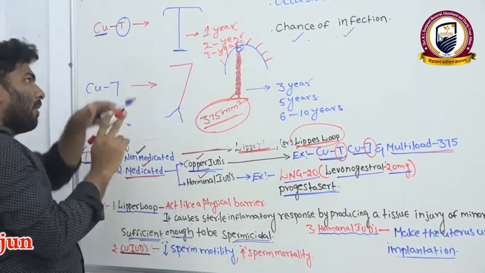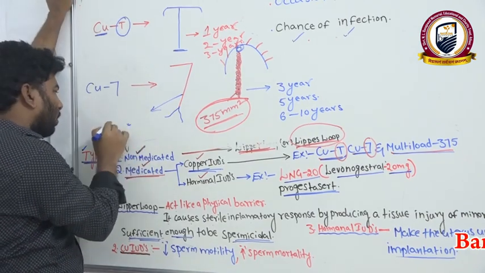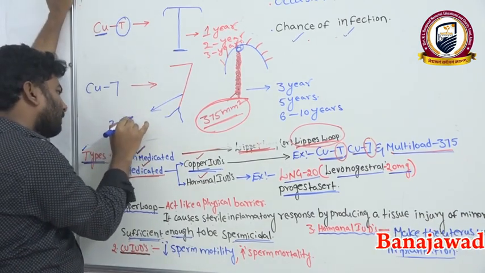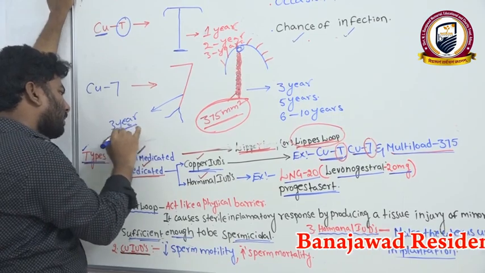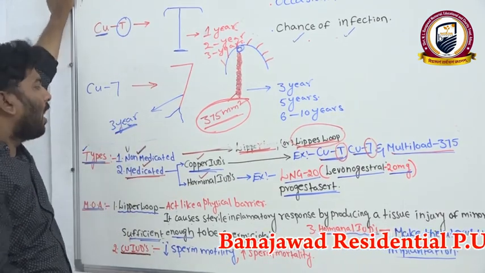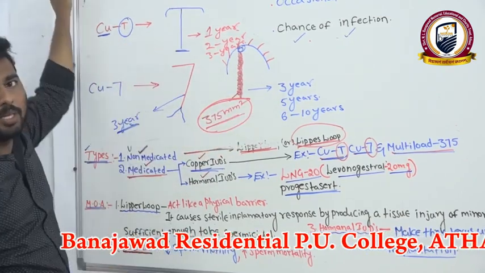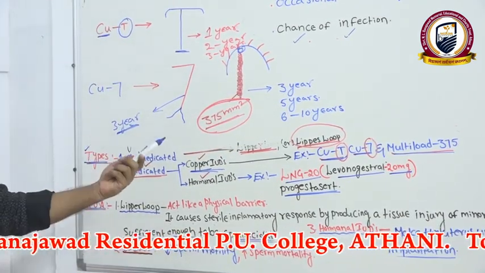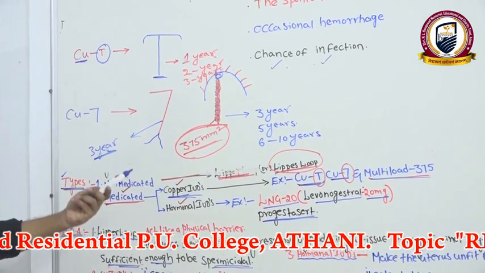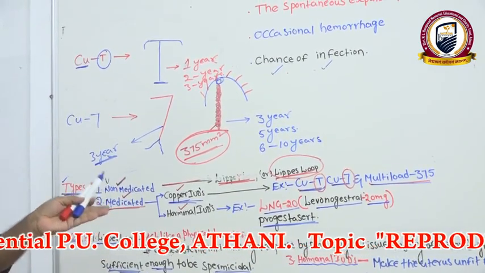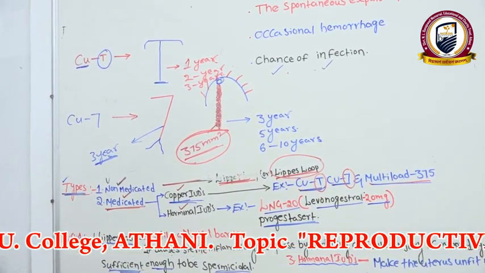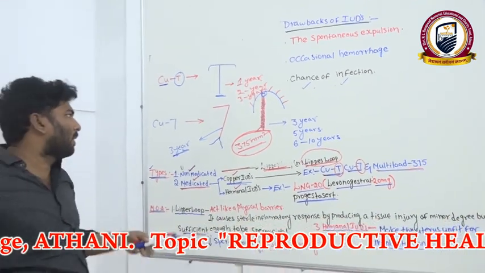Okay, and these 7 also same thing, around 3 years effectively working in the body. After that we are going to be replacing these copper IUDs from the body, and again new one. If you want to introduce the new one, you can introduce. Otherwise, if you don't want to introduce any IUDs, you can go for the next.